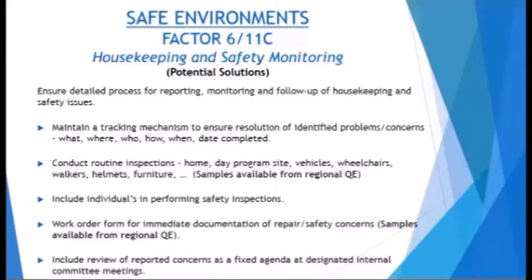Include individuals in performing safety inspections. This is a great opportunity to get people's input into repair and safety concerns. Examples of those that you can include review of reported concerns as a fixed agenda at your internal committee meetings, such as your basic assurance committee meeting. That way you can ensure that these things are getting followed up on in a timely manner.